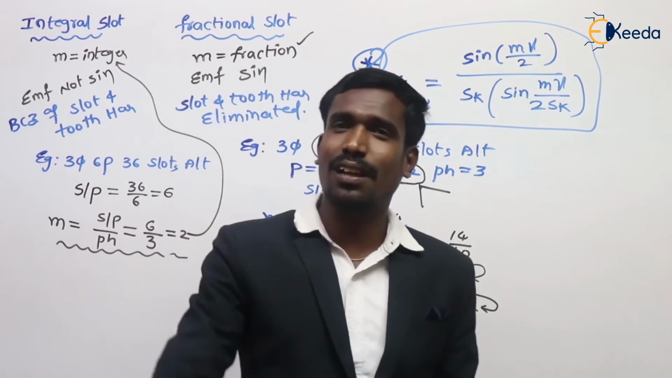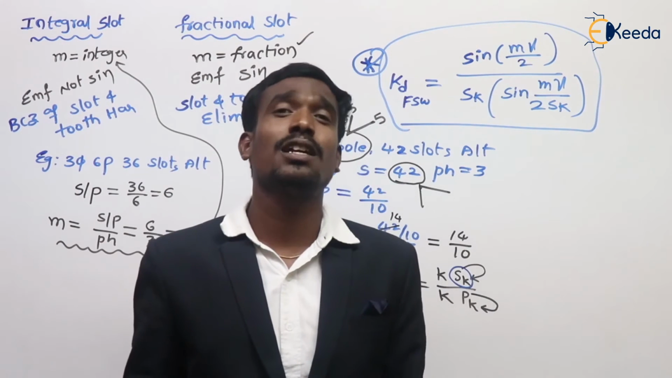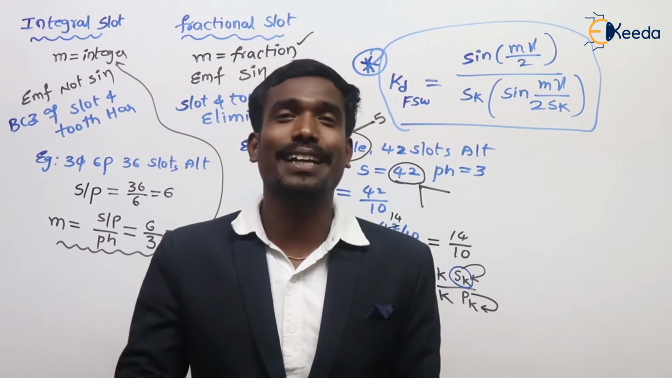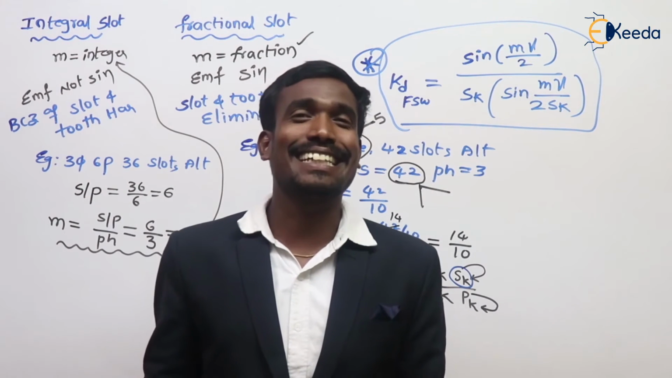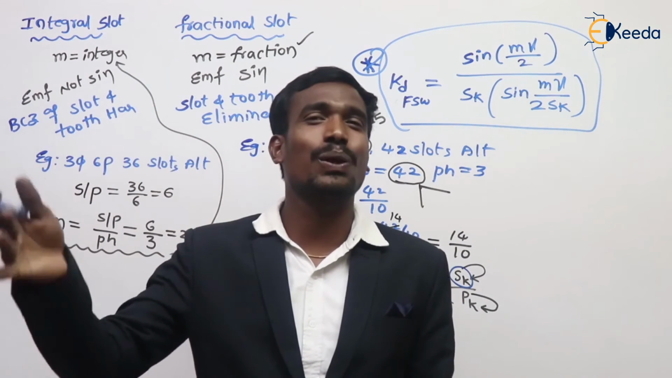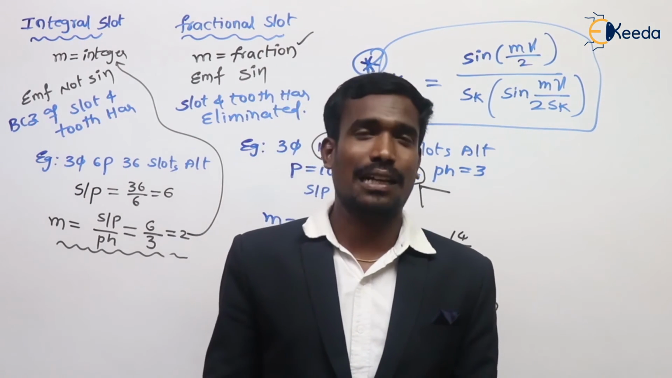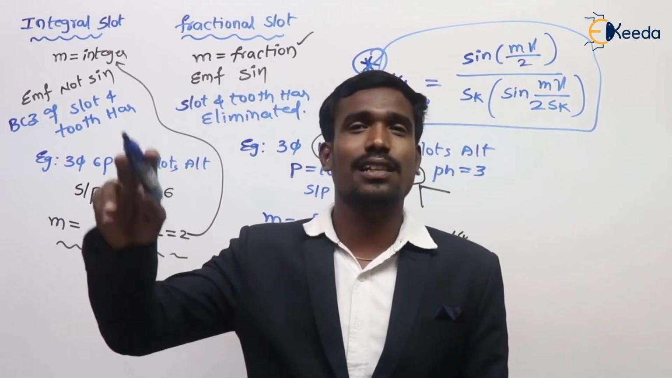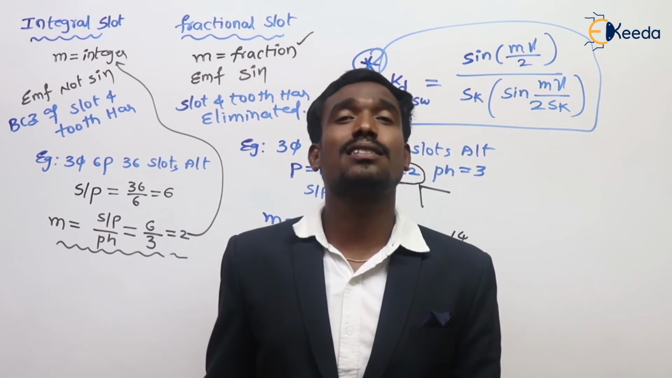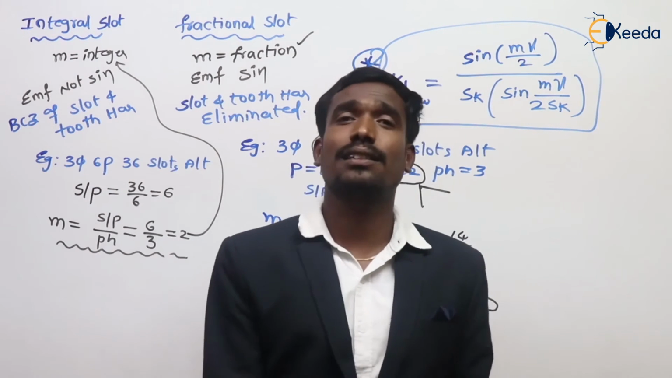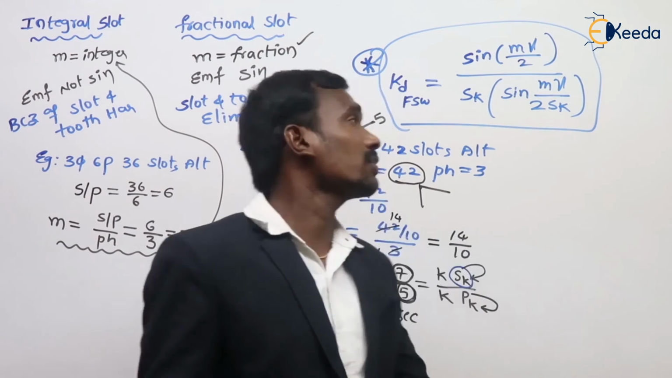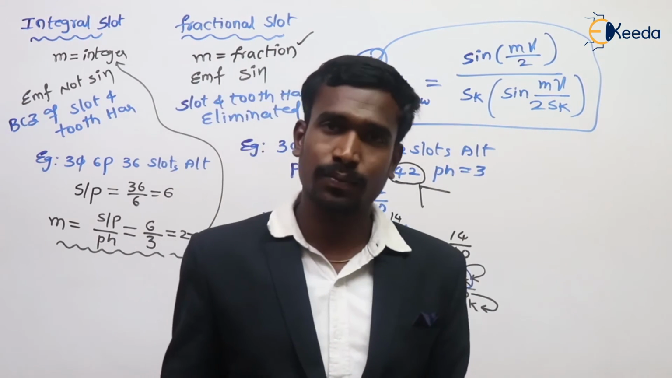Actually, this fractional slot winding concept in synchronous machines, the same concept in induction machines is called skewing the slots. The rotor slots are skewed, right? The same concept, here also and there also, slot and tooth harmonics are eliminated. This is the concept of integral slot winding and fractional slot winding. Very important concept and very important formula.